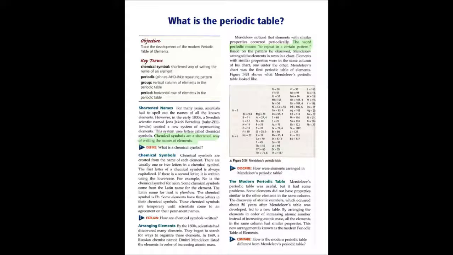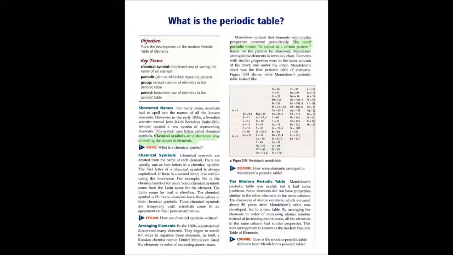Shortened names. For many years, scientists had to spell out the names of all the known elements. However, in the early 1800s, a Swedish scientist named Jöns Jacob Berzelius created a new system of representing elements. This system uses letters called chemical symbols. Chemical symbols are a shortened way of writing the names of elements. Define: what is a chemical symbol?